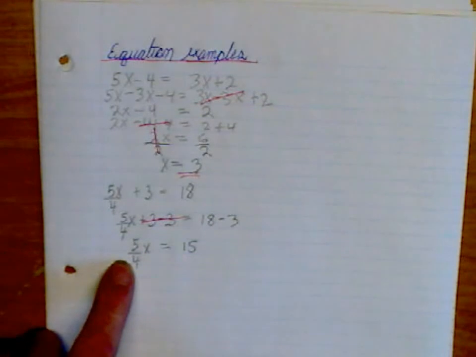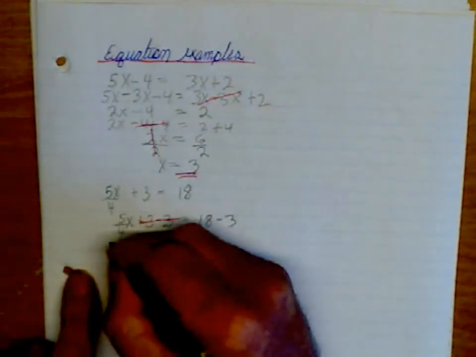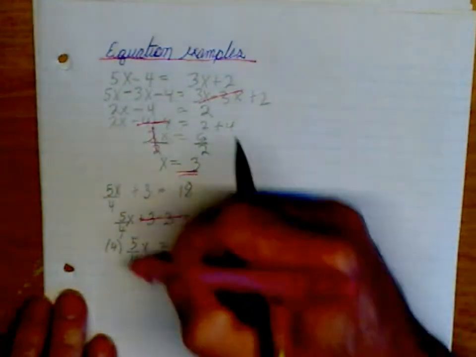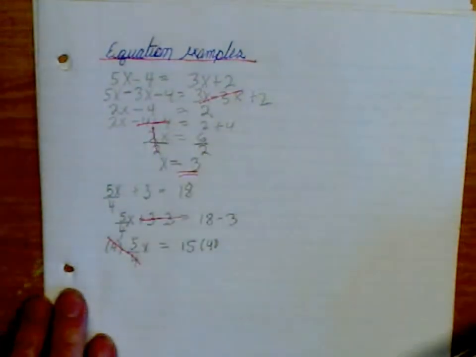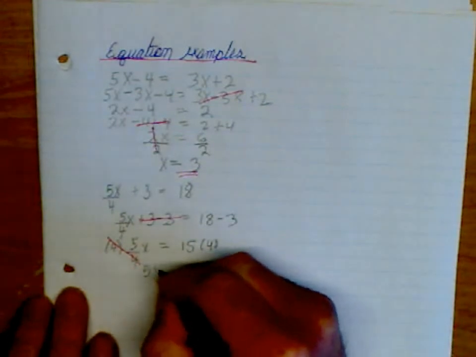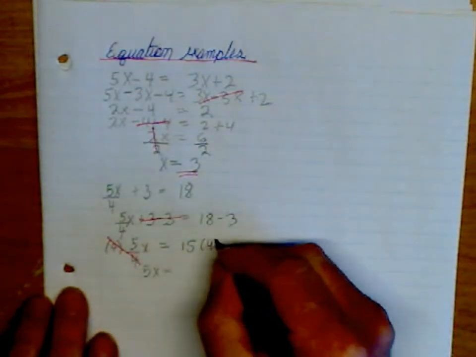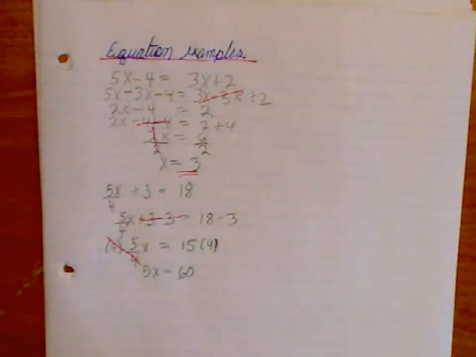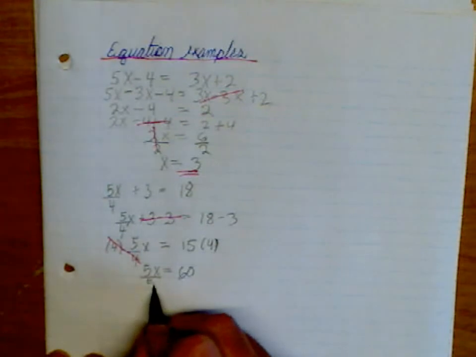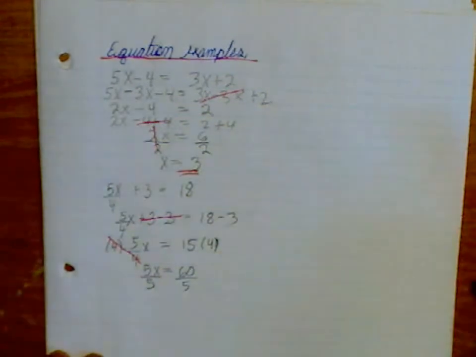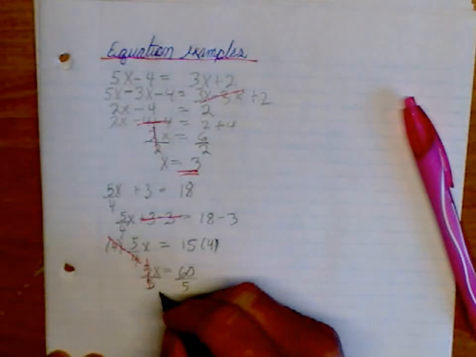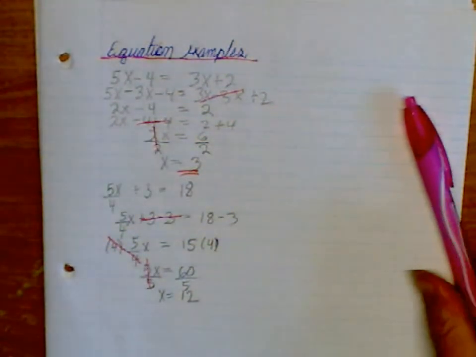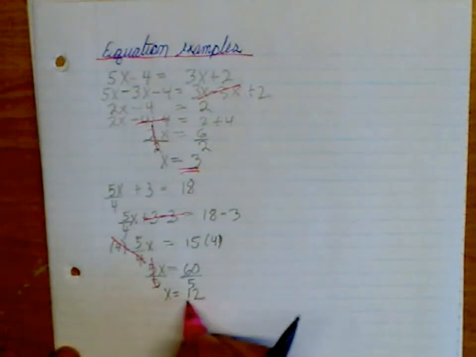Now I need to get rid of this 4. So the opposite of dividing is going to be a multiply by 4. So I'm left with 5x equals 60. And I just need to divide both sides by 5. So there's my positive variable, and x is equal to 12. Good.